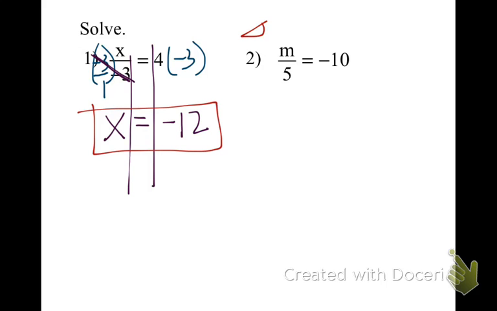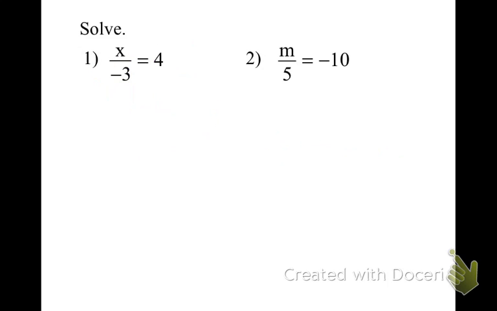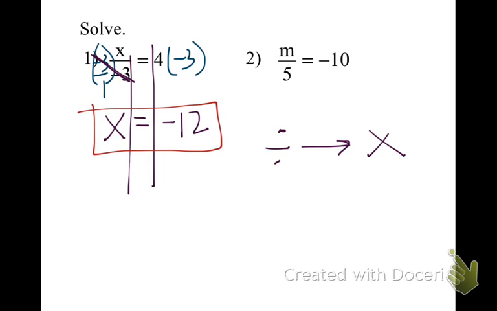Now let's go take a look at example number 2. Go and put that in your notes. Once again, I need to get m all by itself, but I have this pesky 5 that I need to get rid of. Well, how do I get rid of it? I need to undo division. What's the opposite of division? Multiplication. So, how am I going to get rid of it?